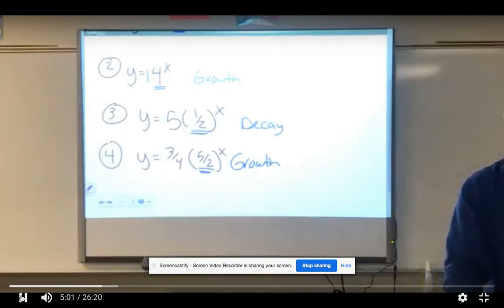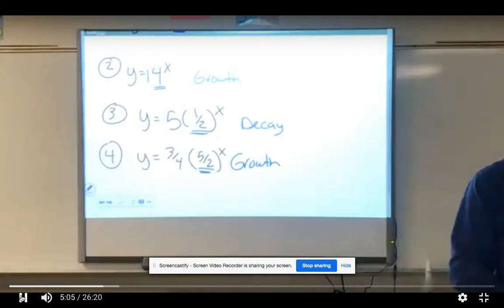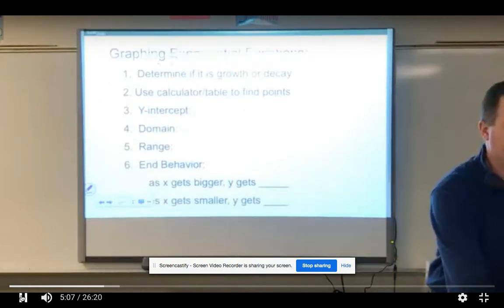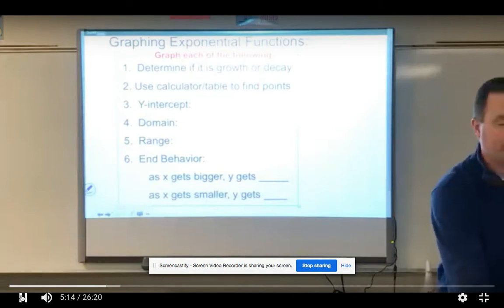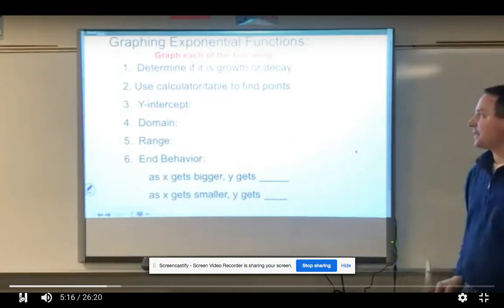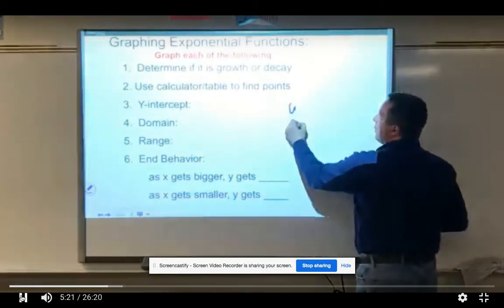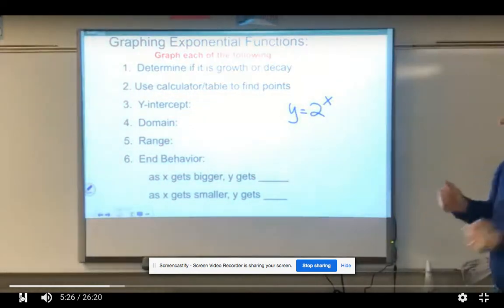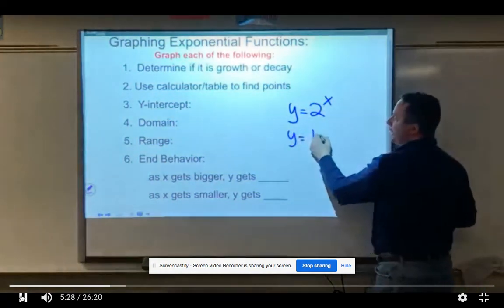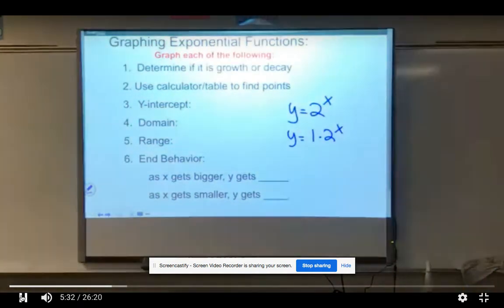All right, the next thing we're going to take a look at is graphing some of these. These are some different things that we're going to do when we graph these, and this is where your graphing calculator is going to come in really handy. So I'm going to put an equation up here, and let's start with this one. y equals 2 to the x power. Technically, that's y equals 1 times 2 to the x power. It doesn't have an a on it, which is perfectly fine.